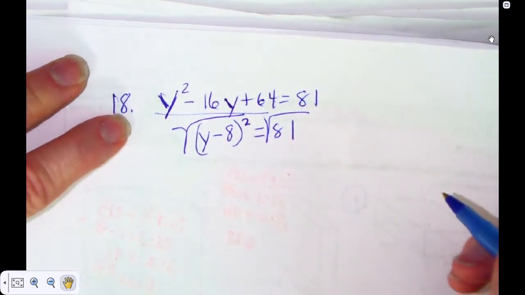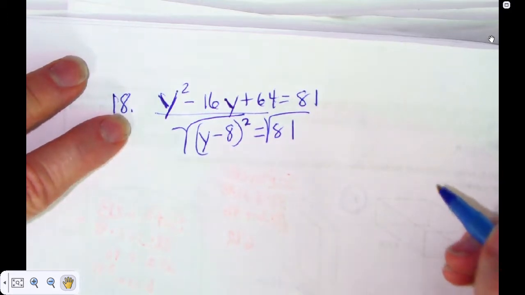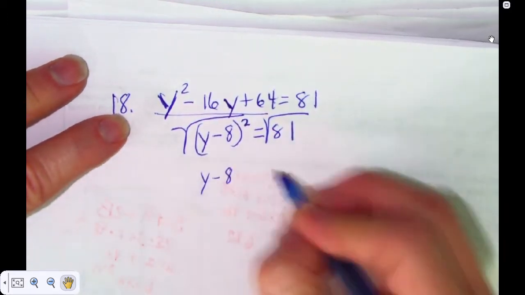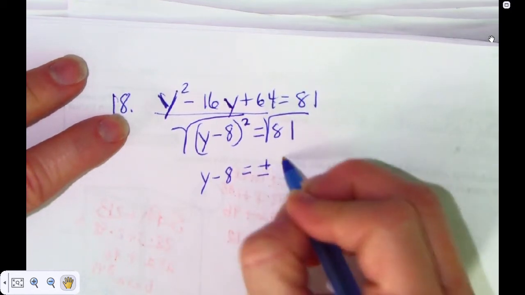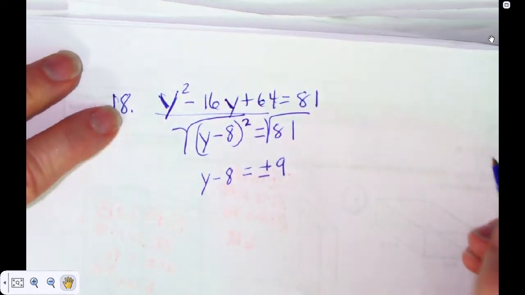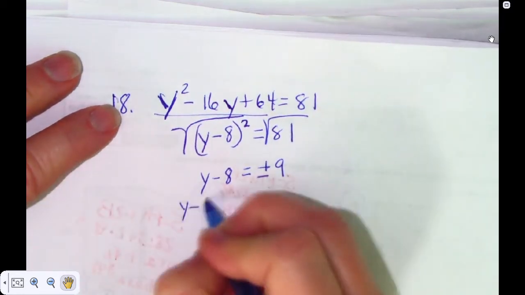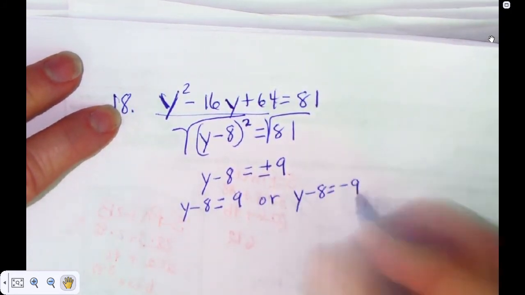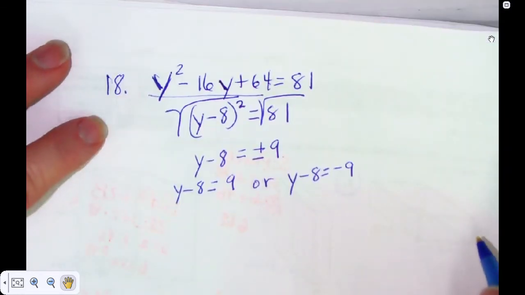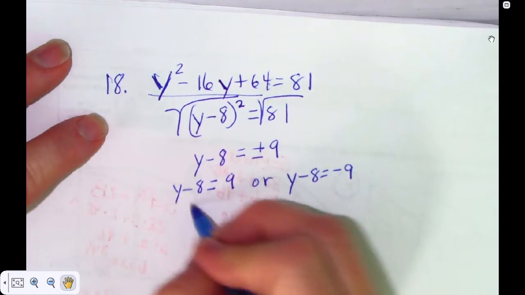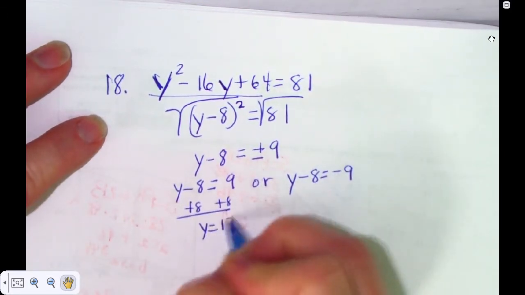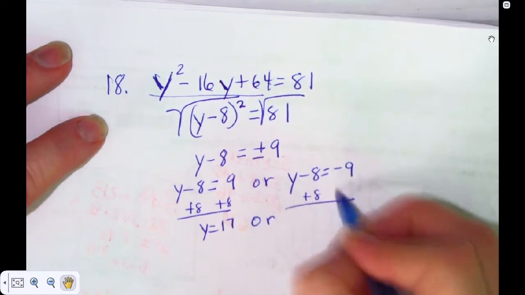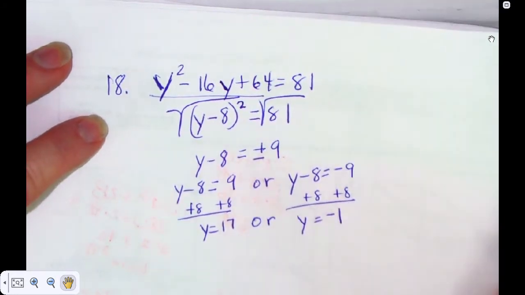Now, all we have to do is take the square root, like we just learned. So y minus 8 equals plus or minus 9. So y minus 8 equals 9, or y minus 8 equals negative 9. Add 8, y is 17, or y equals -1.